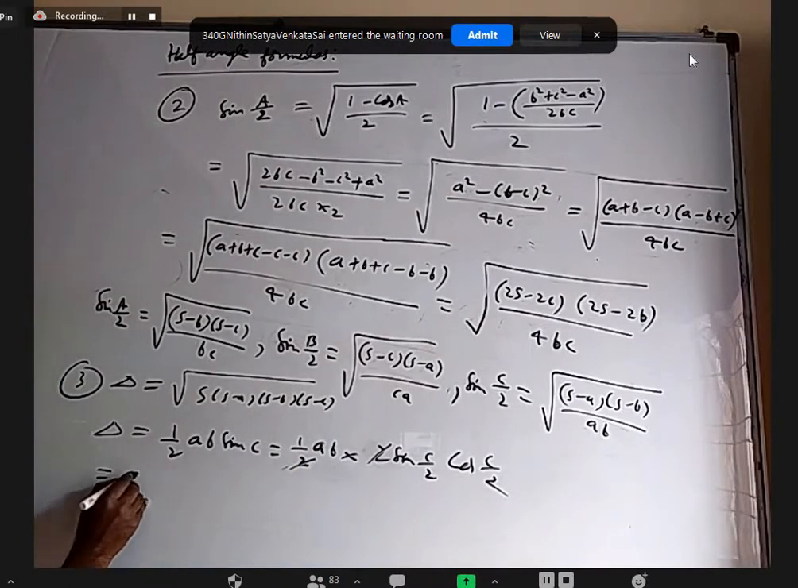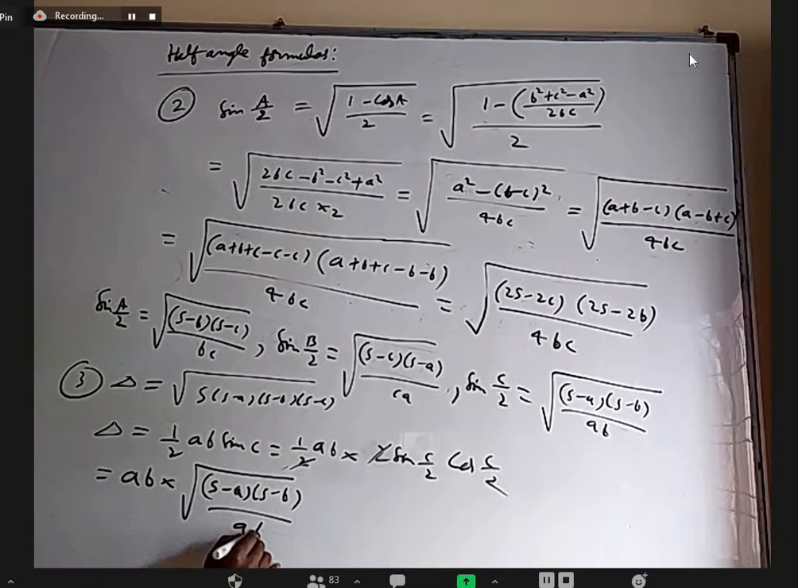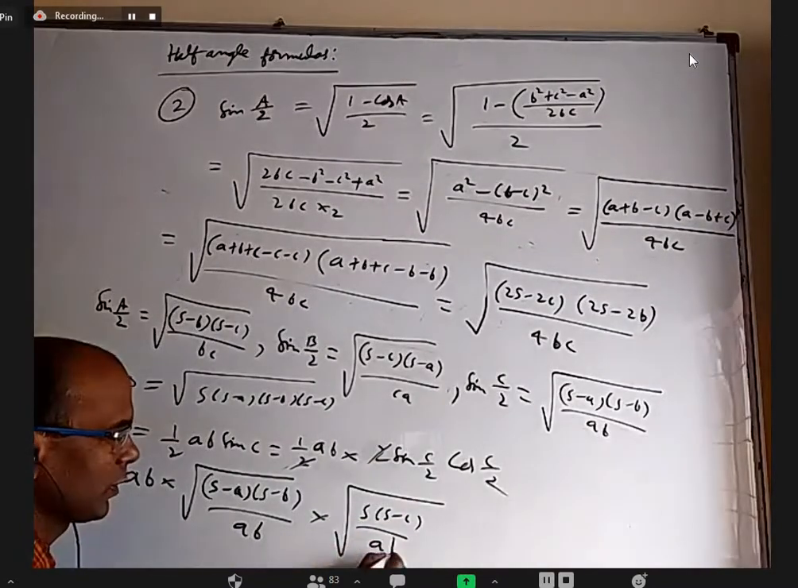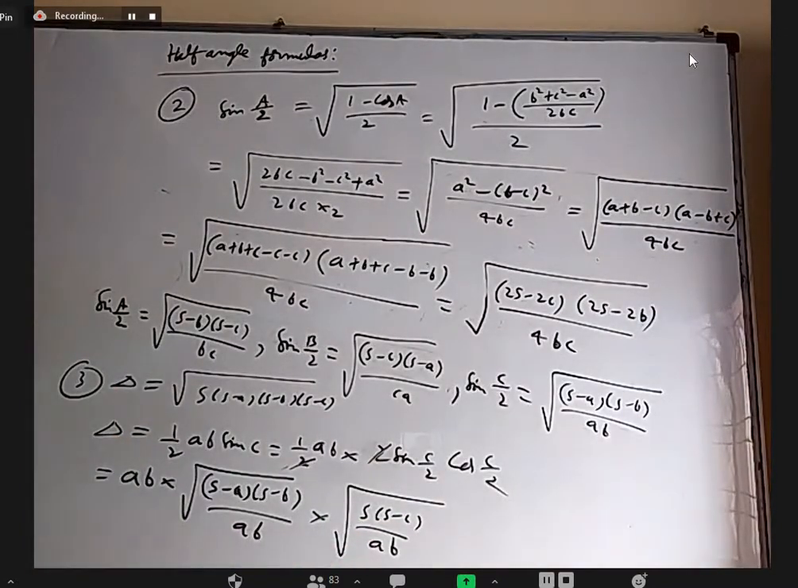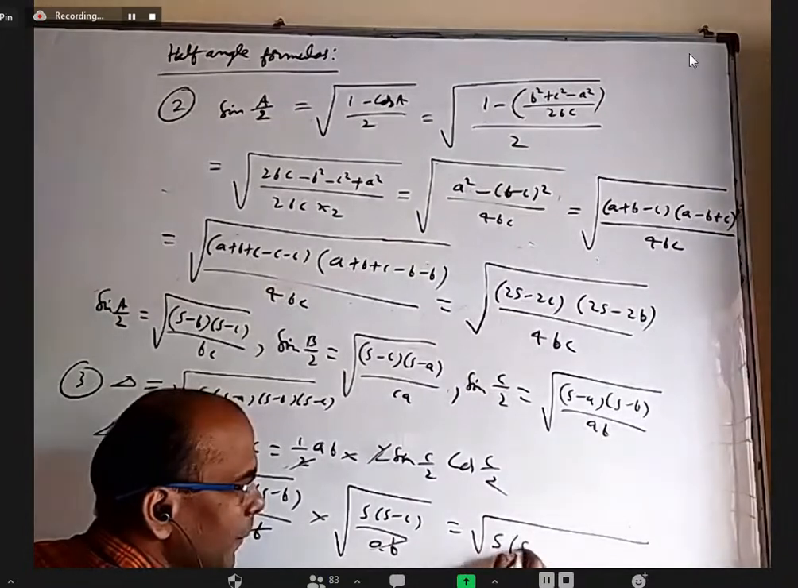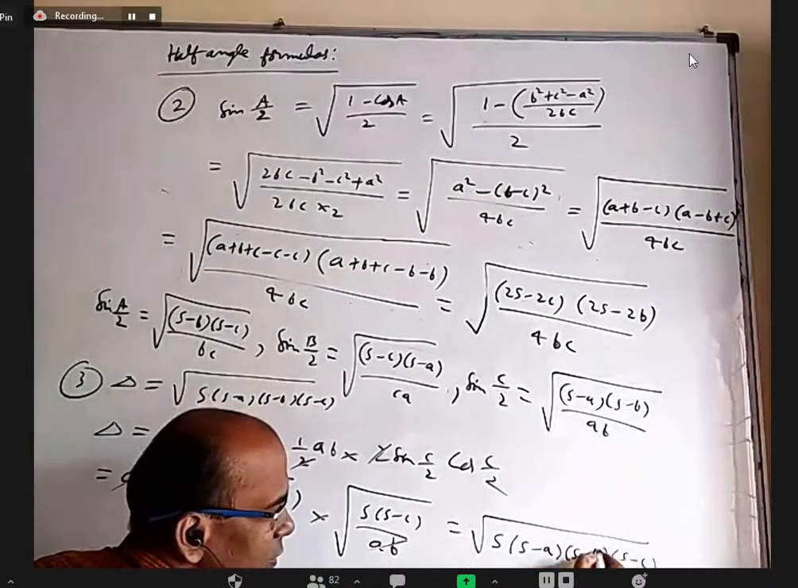And ab as it is. Sin c by 2 is square root of s minus a into s minus b by ab, and cos c by 2 is square root of s into s minus c by ab. This ab and this ab cancel, root ab with ab. So we got the formula: s into s minus a into s minus b into s minus c.